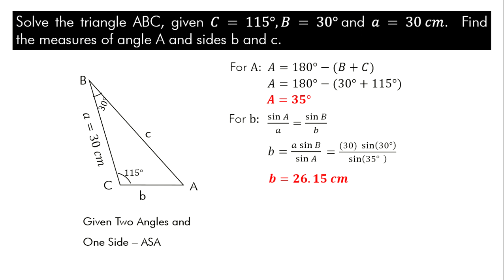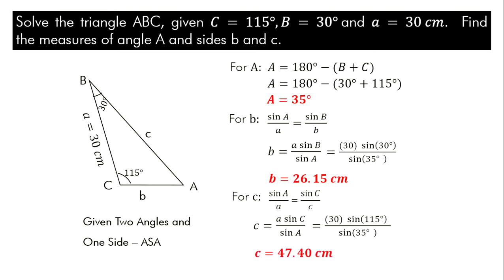And then for C, same procedure, sine A over A is equal to sine C over C. So with that, we can obtain, again, the side C. Manipulating this, we'll obtain this one, A sine C over sine A. And then substituting again its values, we'll have 30 times the sine 115 degrees all over the sine 35 degrees. And the result of that is 47.40 centimeters. So you can use the calculator to evaluate this.